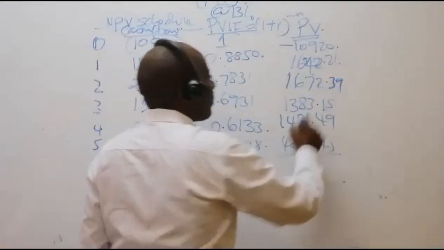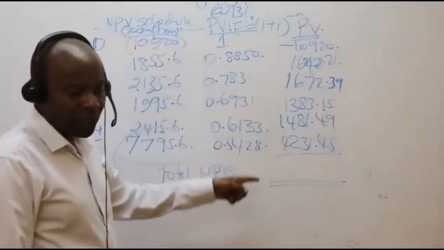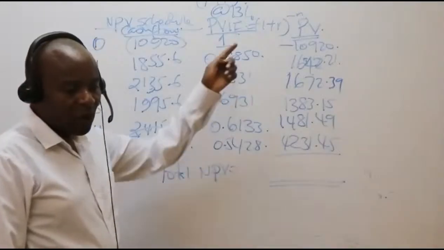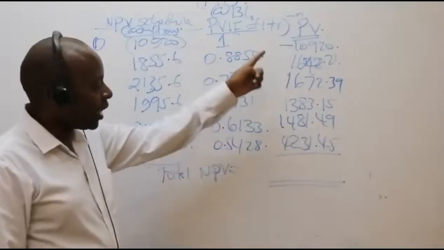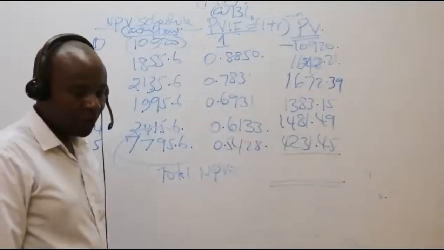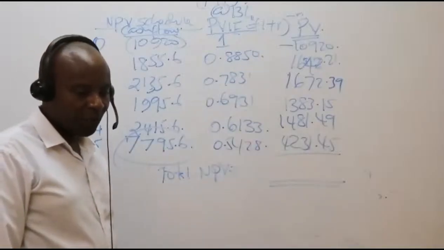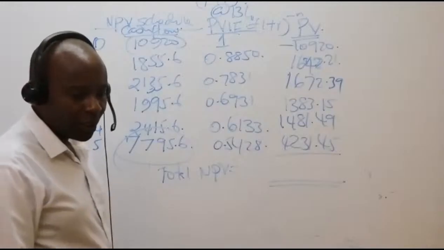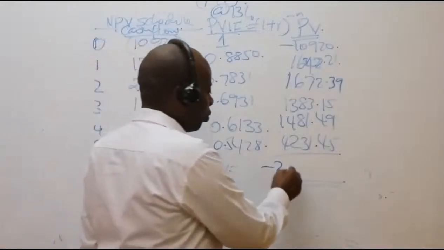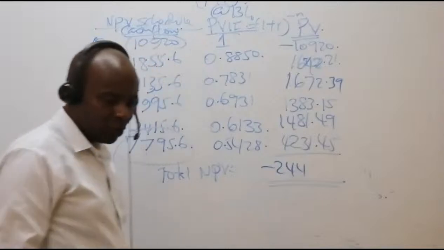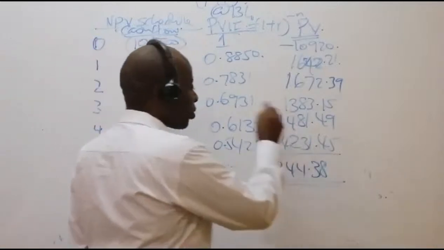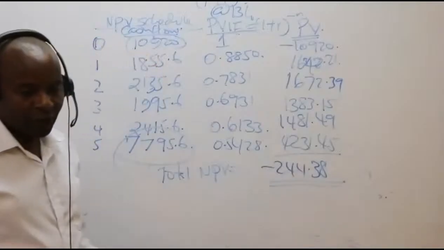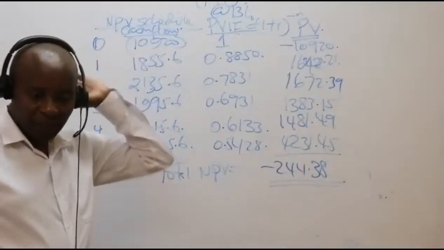So now I suppose that all our figures are correct. So then could you kindly give us the total net present value, which will end up giving us negative 244. Can somebody else confirm this?